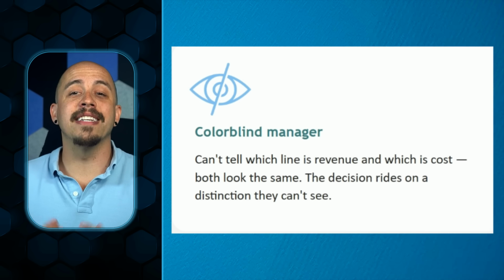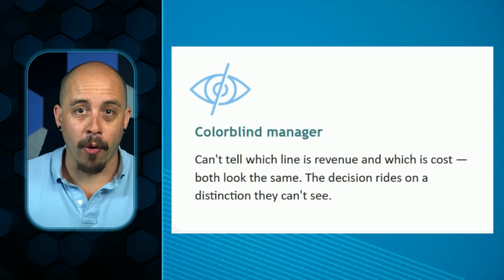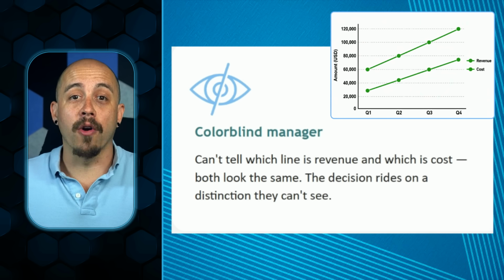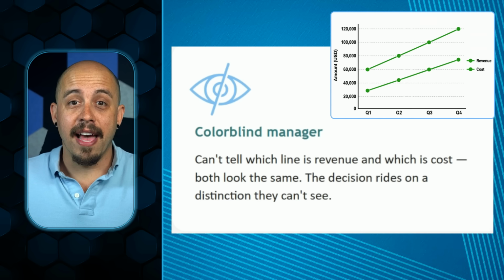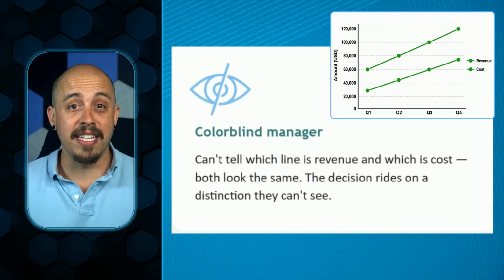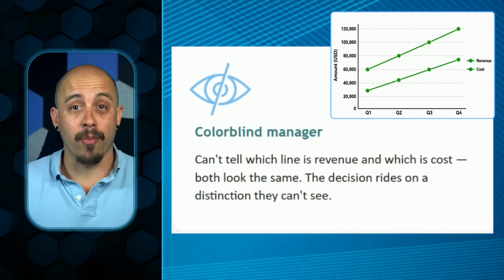First, a colorblind manager. They open up the quarterly report and there's a line chart of revenue versus cost. But both lines are the same shade of green to them, and the only thing distinguishing them is color. They are about to make a financial decision based on the chart they cannot read.